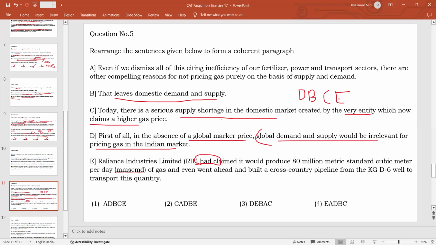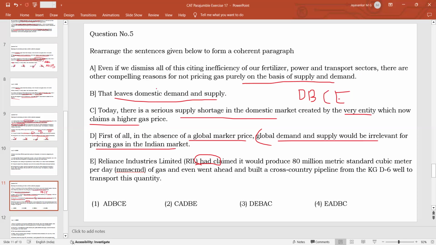Now there is a shortage of supply in the domestic market created by the company which had claimed that they will be producing a lot of gas for us to meet all the demands. That is the meaning. So D, B, C. Now, where do we put A? Even if we dismiss all the citing inefficiency of fertilizer, power, and transport, there are other compelling reasons for not pricing gas purely on the basis of supply and demand.